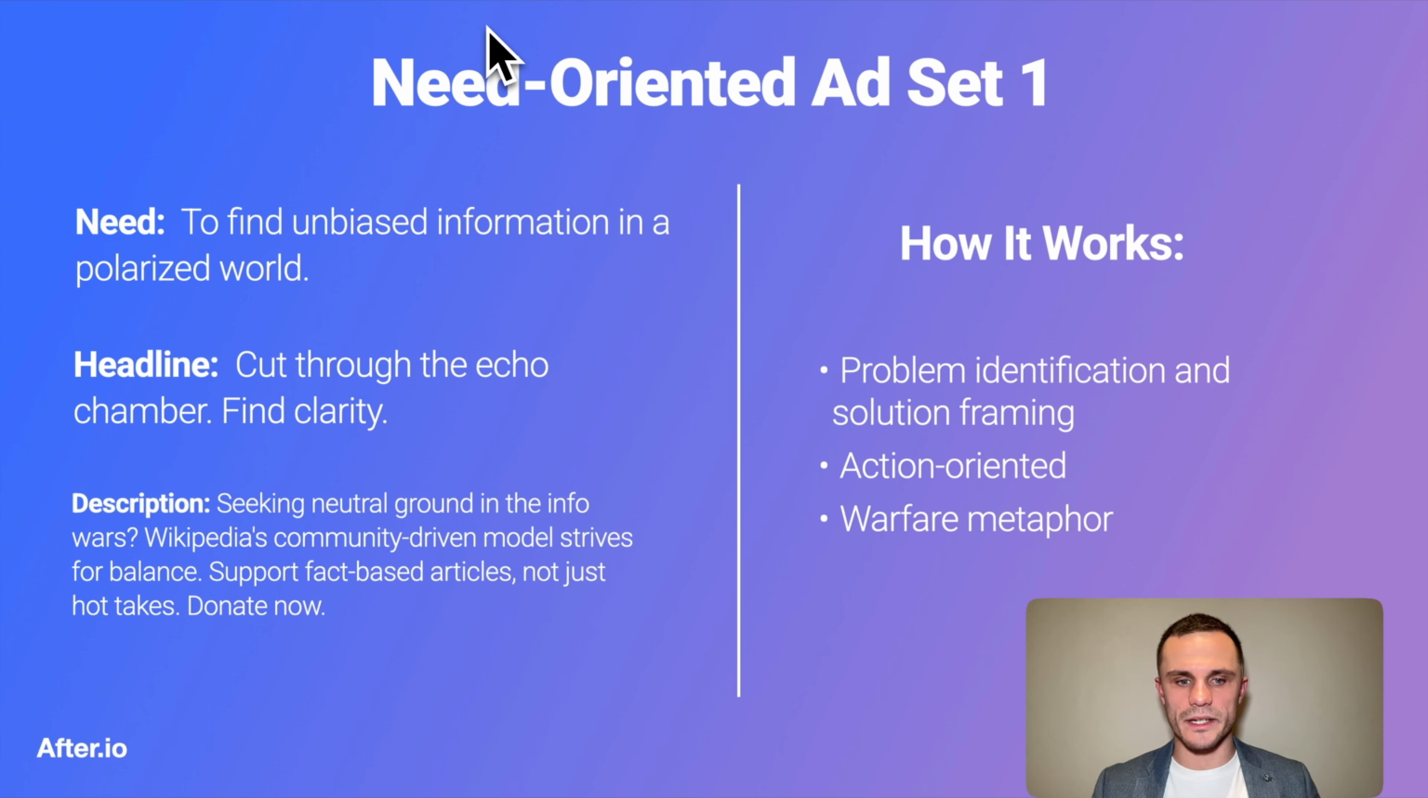There is a war metaphor about neutral ground in the info wars. Metaphors always work well in terms of attracting attention. And it also targets a specific need, like finding information in a polarized world. Of course, I cannot say that Wikipedia is totally objective, but still, there are a lot of checks and balances in its community-driven mechanisms. So yeah, it can work.